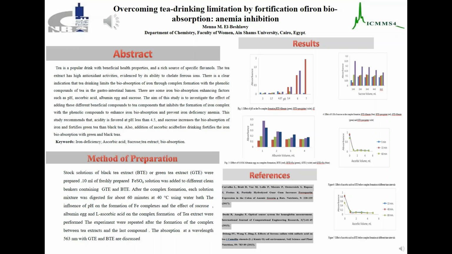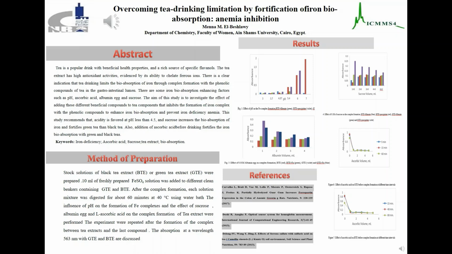Tea is a popular drink with beneficial health properties and a rich source of specific flavonols. The tea extract has high antioxidant activities, evidenced by its ability to scavenge ferrous ions. There is a clear indication that tea drinking limits the bioabsorption of iron through complex formation with the phenolic compounds of tea in the gastrointestinal lumen.